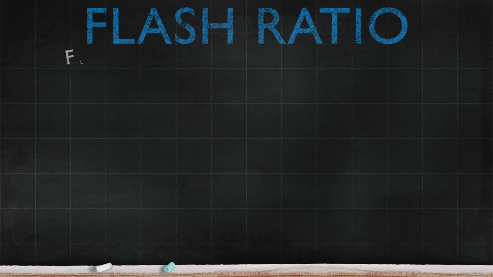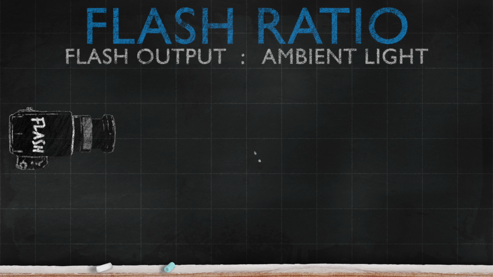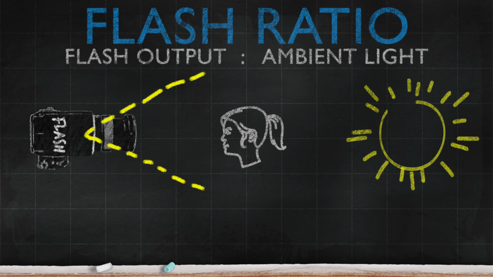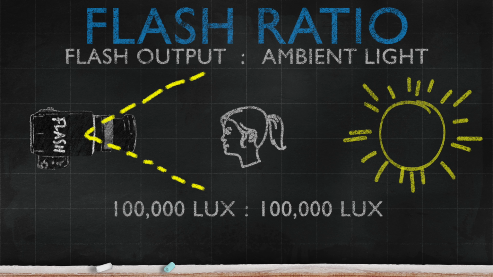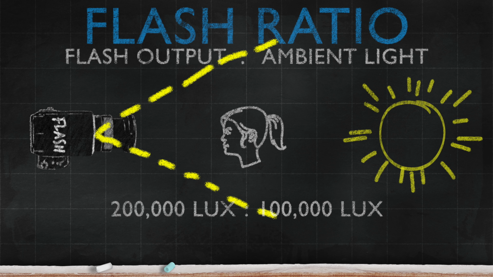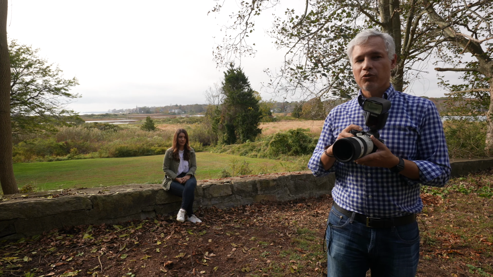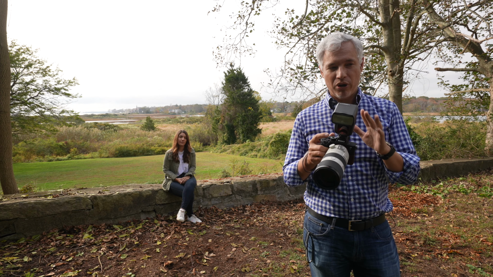First of all, the Flash ratio discusses the ratio of the light output from the flash to the ambient light. So if your flash outputs exactly as much light as is hitting the background here, then you would call that a 1-to-1 ratio, like they're the same. If your flash outputs half as much light, then it's a 1-to-2 ratio. If your flash outputs twice as much light and overpowers the sun, then that could be a 2-to-1 ratio. Let me demonstrate each of these, and I'll show you a trick for really quickly getting to a 1-to-1 ratio.